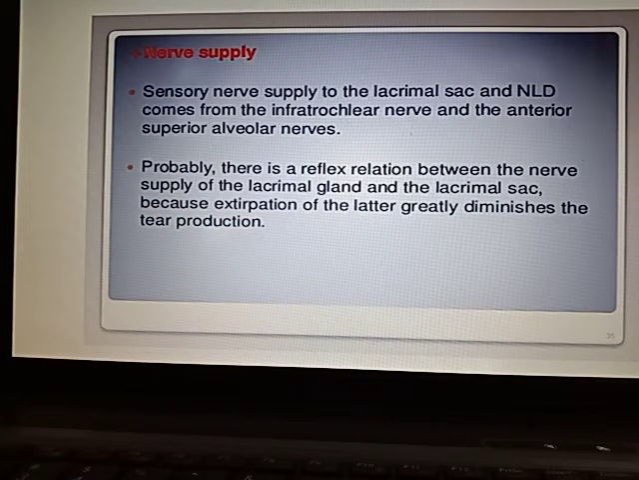Then come to the nerve supply of this apparatus. The sensory nerve supply to the lacrimal sac and nasolacrimal duct comes from the infratrochlear nerve and the anterior superior alveolar nerve. Probably there is a reflex relation between the nerve supply of the lacrimal gland and the lacrimal sac, because extirpation of the latter greatly diminishes tear production.